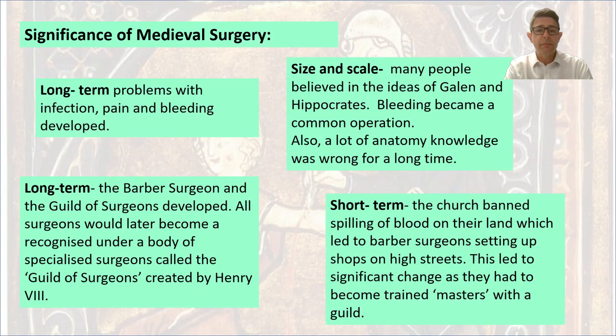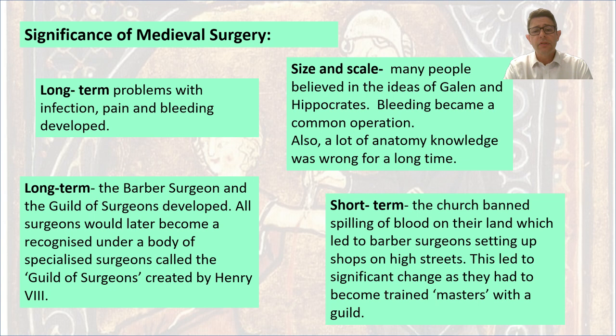So what's the significance of medieval surgery? So long-term problems still remain. So the long-term problem of they didn't really deal with infection, pain or bleeding. They didn't solve any of the major problems particularly. Size and scale. Many people believed in the ideas of Galen and Hippocrates, so therefore bleeding was very, very common, and it was common until maybe the 1800s still in some respects. And the loss of anatomical knowledge was wrong, and that's going to last until the Renaissance.